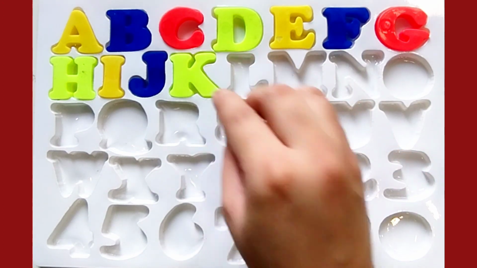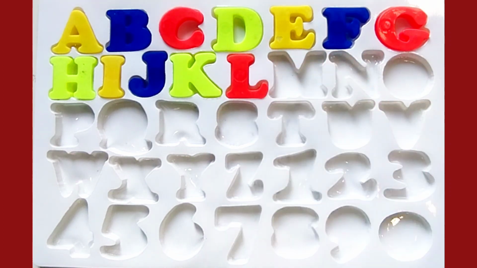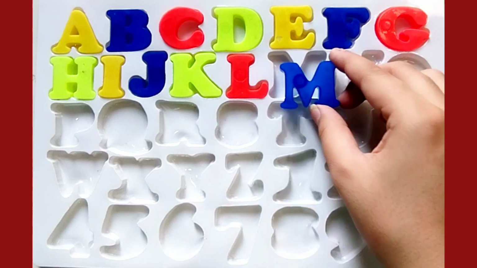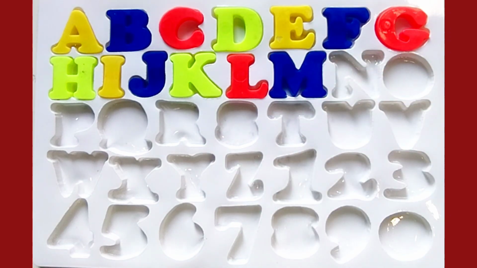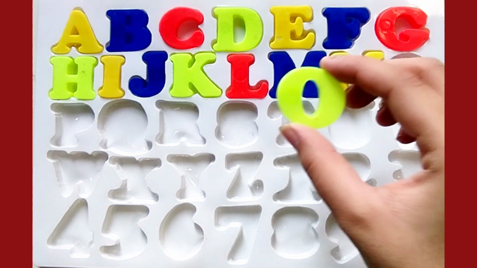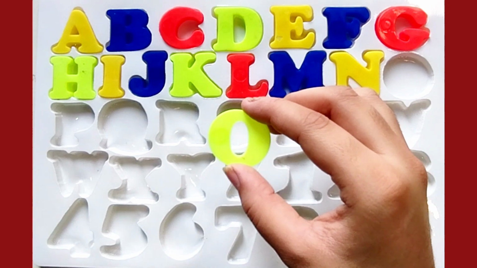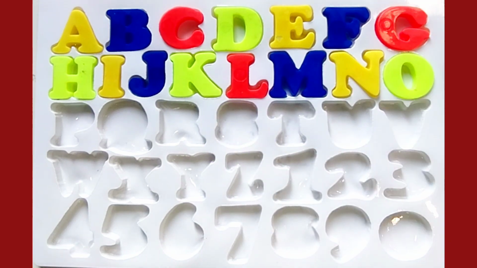K for kite. Orange color L. L for lion. Blue color M. M for mango. Yellow color N. N for nest. Orange color O. O for orange.